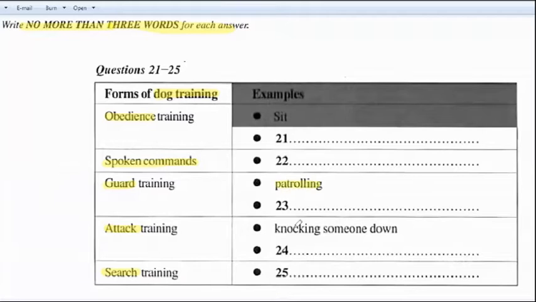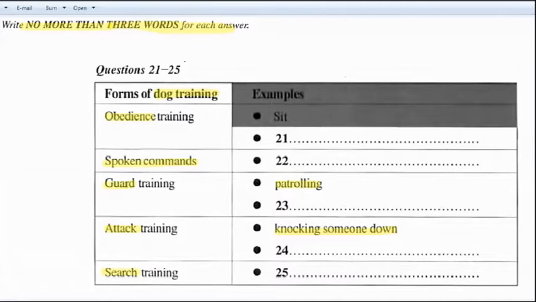Also, these words here, patrolling, knocking someone down, will also help us. If we start hearing about patrolling, we know that the next answer will be number 23. So those words can help us keep up with the listening so that we don't miss anything.